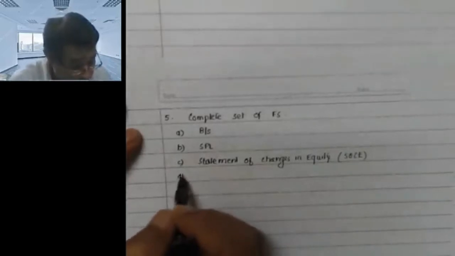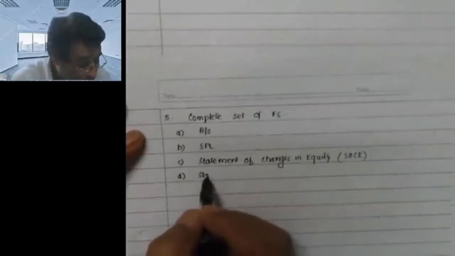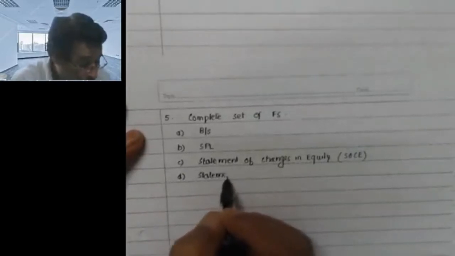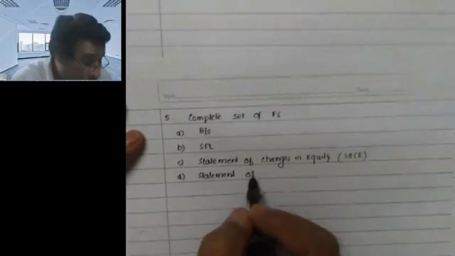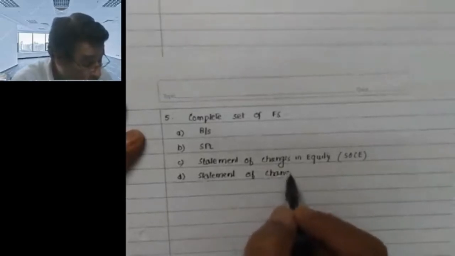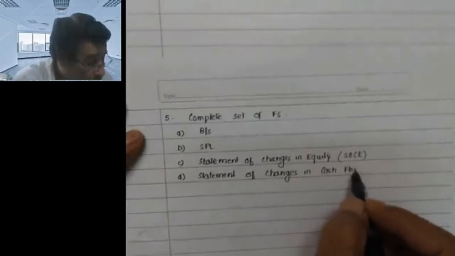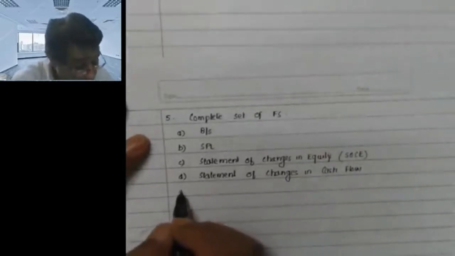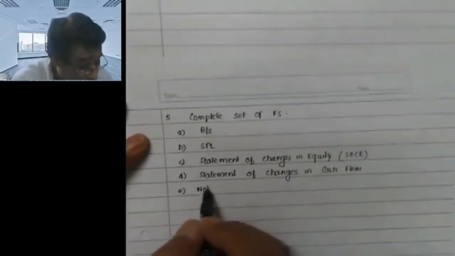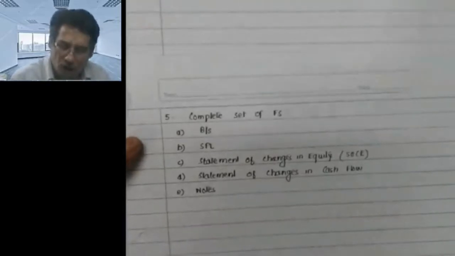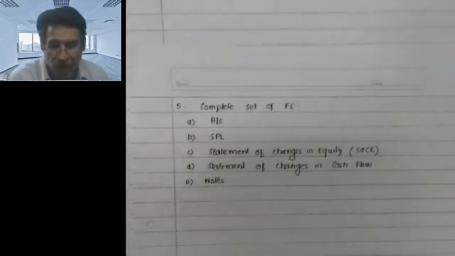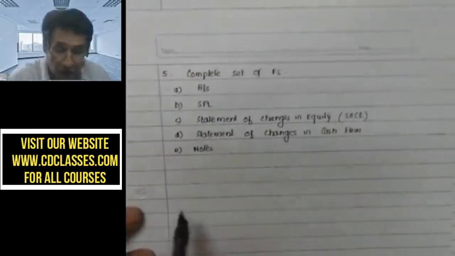Then a statement of cash flow for the period. Besides, notes, of course. Whenever we say notes, your notes comprise a summary of all the significant accounting policies and significant explanations, because sometimes the financial items in the financials fail to deliver the exact information in detail. At that time we need notes. So this is what the standard says regarding the complete set of financial statements.